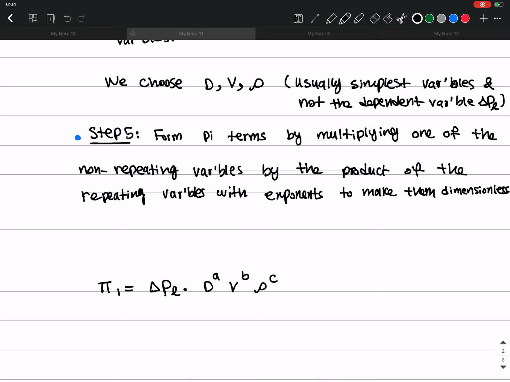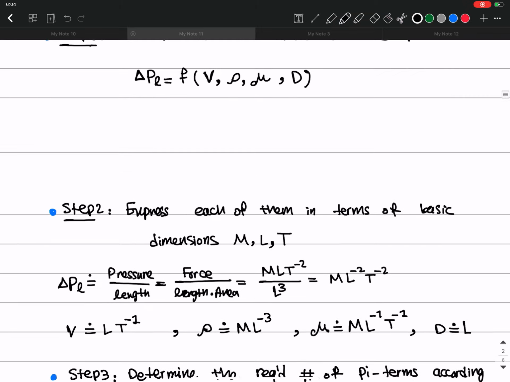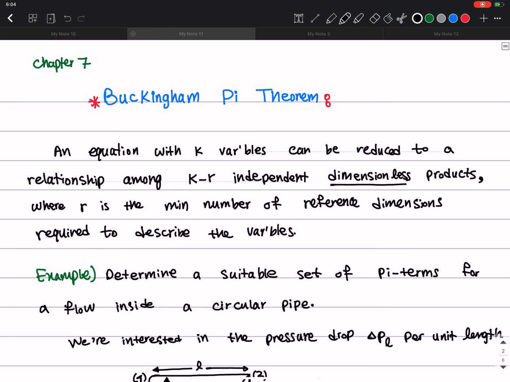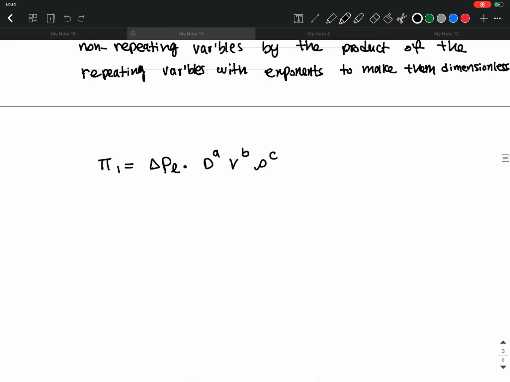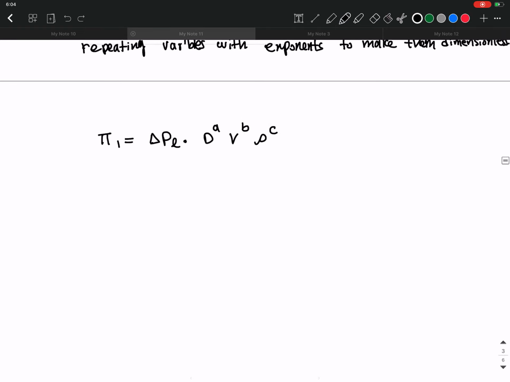And then the second pi term is going to be the second non-repeating variable. But now I want to make this pi term a dimensionless number, because this is also what is said here, a dimensionless product in the pi theorem, right? So I have put these exponents to make these dimensionless.